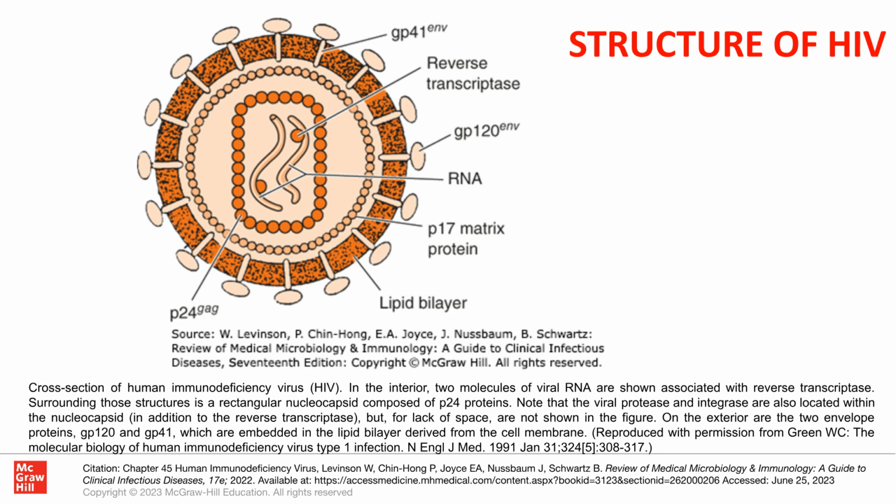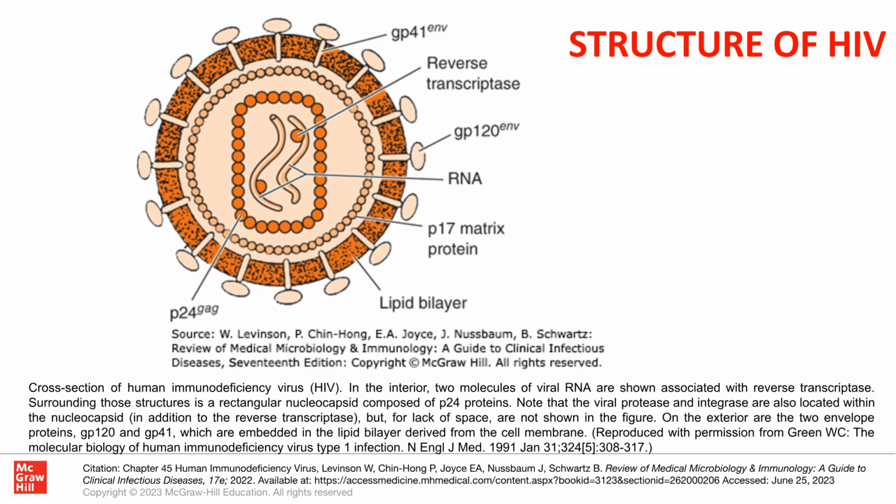In the interior of the virus, you can see 2 molecules of viral RNA shown in red, associated with the reverse transcriptase enzyme shown in purple. Remember, HIV is unique in carrying 2 copies of its RNA genome. This diploid nature provides genetic redundancy and contributes to the virus's ability to develop mutations and drug resistance.